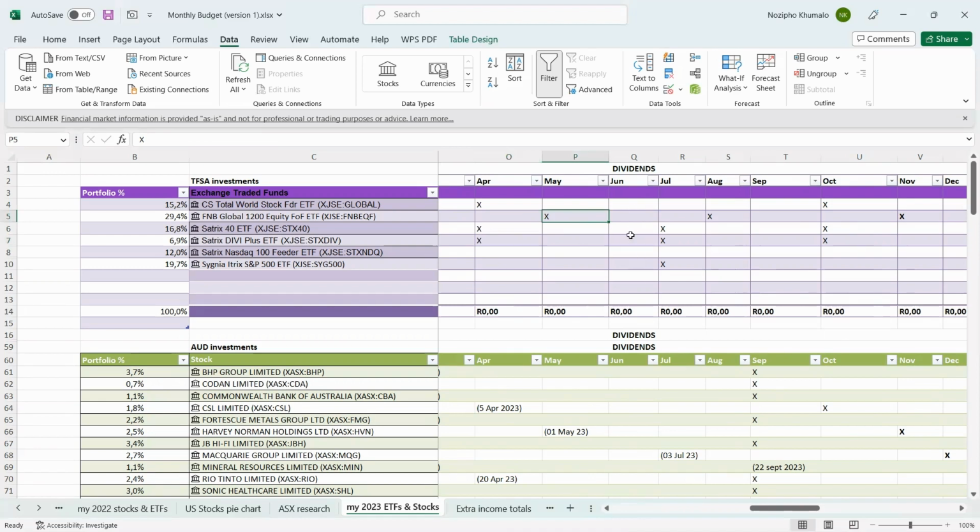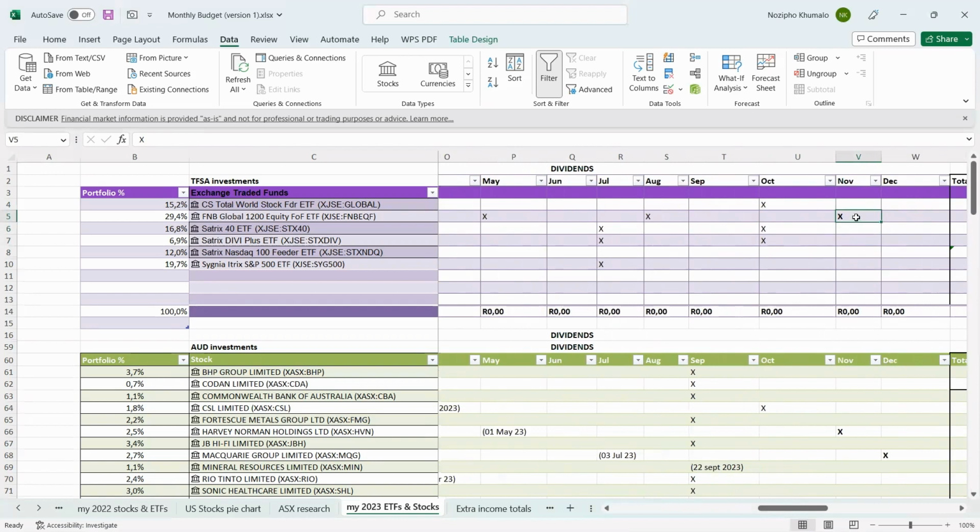There's nothing for June. Then in July, it's going to be Satrix 40, Satrix Divi, and Signia S&P 500. Then in August, it's F&B Global 1200. In October, it's Core Shares Total World again. Then Satrix 40 and Satrix Divi. Then in November, which is the final dividend of the year, is going to be F&B Global 1200.